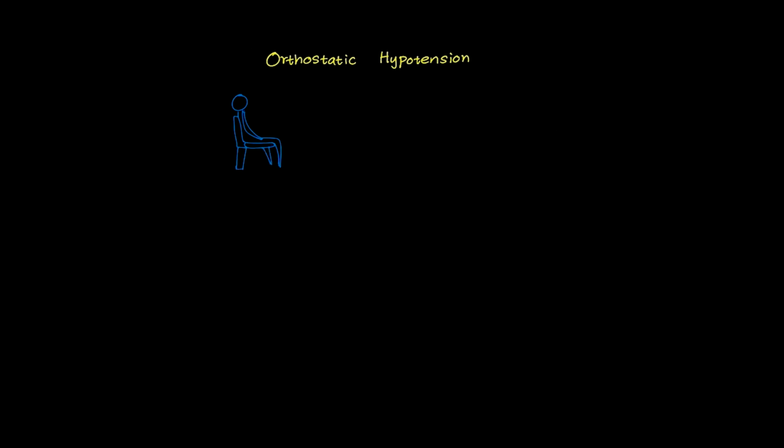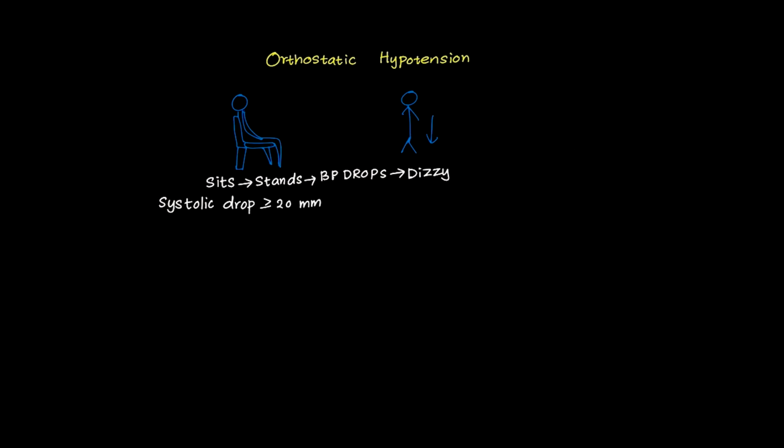Normally your body compensates when you stand up. Baroreceptors sense the pressure change and trigger vasoconstriction and a slight heart rate increase to maintain cerebral perfusion. In orthostatic hypertension, that compensatory mechanism fails or is delayed. Blood pools in the legs, systolic pressure drops, and the brain gets temporarily shortchanged on blood flow. Result: dizziness and lightheadedness. The clinical definition is a systolic drop of 20 millimeters of mercury or more, or a diastolic drop of 10 or more within 3 minutes of standing.